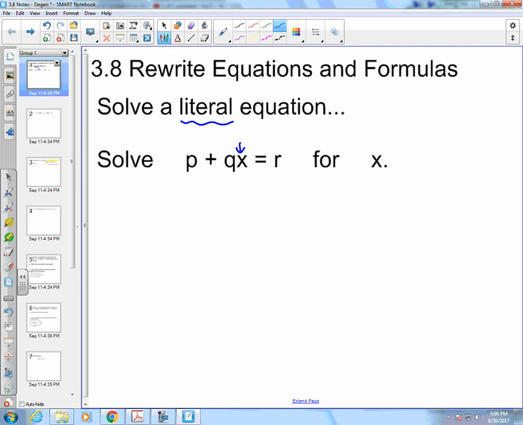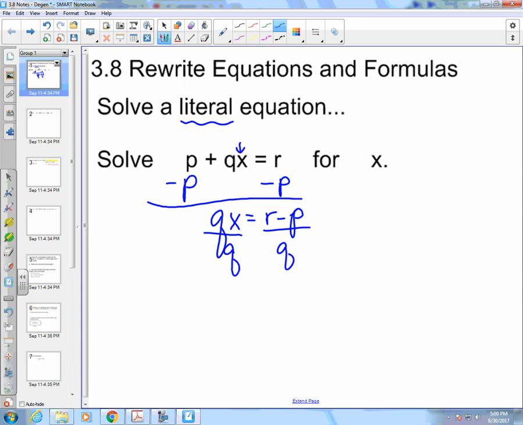Remember when we started solving equations, we're like, what do we undo first? Well, if I knew what p and q and x all were, I would multiply q and x together and then I'd add p. So when I go backwards through that order of operations, I need to get rid of p first. So I'm going to subtract p from both sides of the equation. That means I'm left with q times x equals r minus p. Now I can divide by q on both sides, and I'm left with x equal to r minus p, all divided by q.